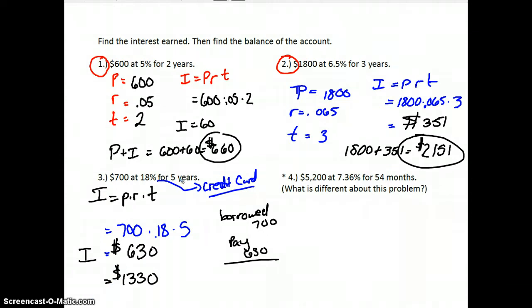Now obviously if you pay it off in a shorter amount of time, you won't pay as much in interest. But 18% interest doesn't sound like a lot maybe, but it really is.